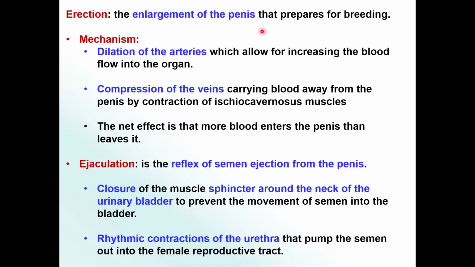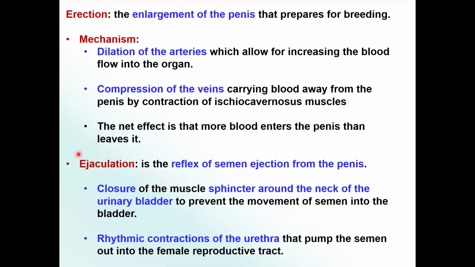What happens during this process is an increase in blood flow through the arteries to the penis and a reduction in the amount of blood leaving the penis through the veins. So there is a dilation of the arteries, which allows increased blood flow into the organ, and at the same time there is a compression of the veins which carry blood away from the penis by the contraction of the ischiocavernosus muscle. The net effect is more blood coming to the penis and less leaving it, and this leads to erection.